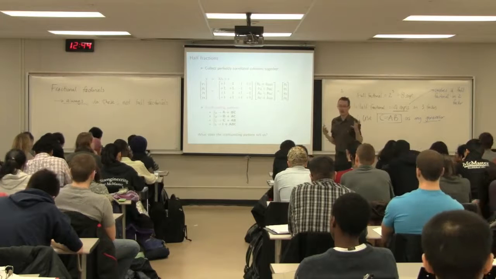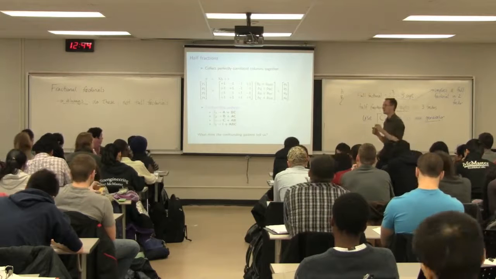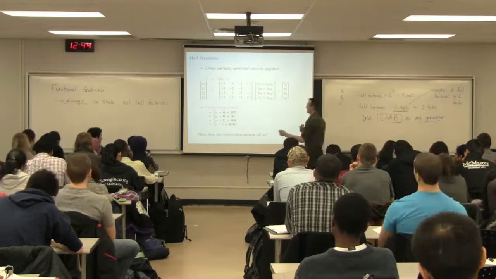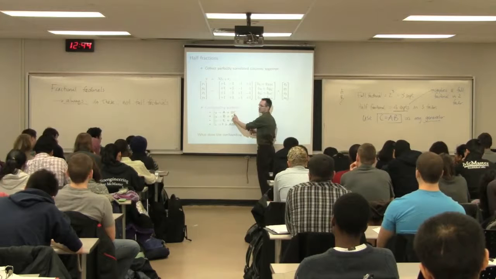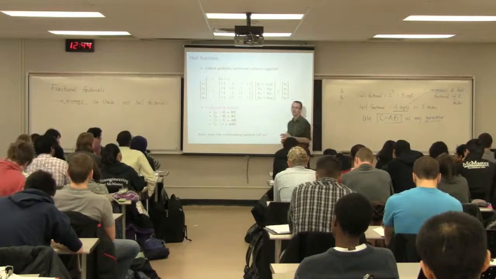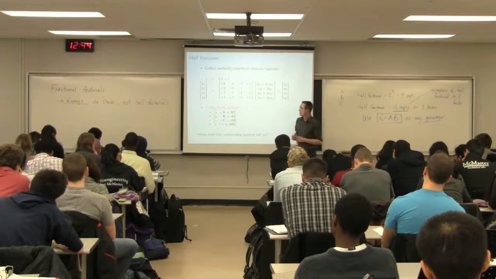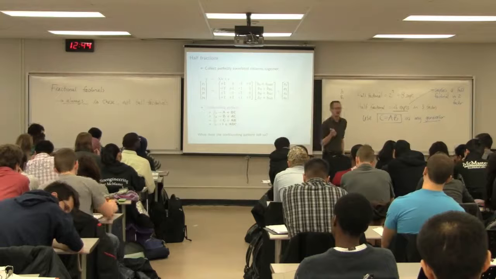I'm losing something absolutely by doing a half fraction. I'm losing my ability to clearly tell main effects apart from these two-factor interactions. These two-factor interactions are going to be blended up with my main effects. Now, here's the key issue.